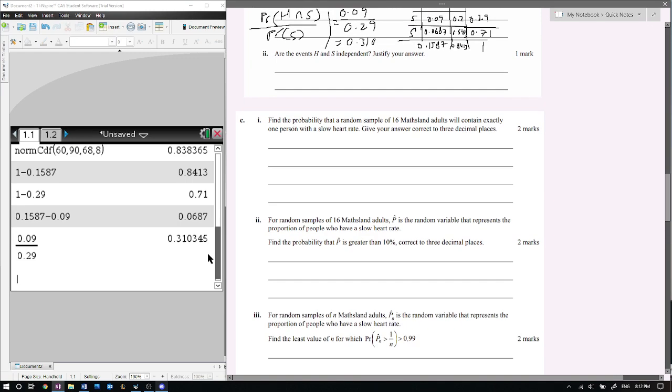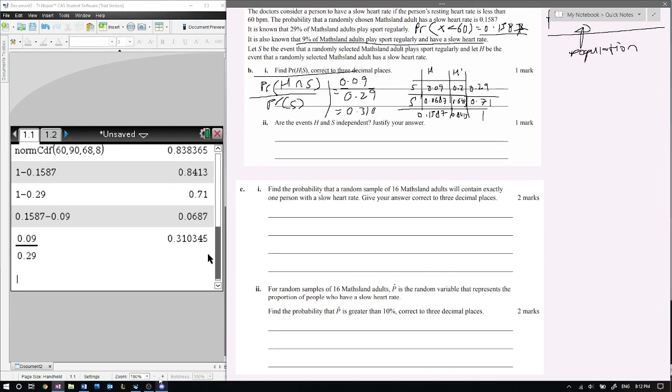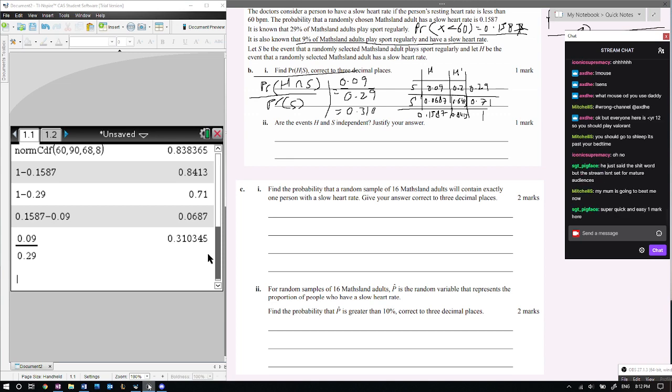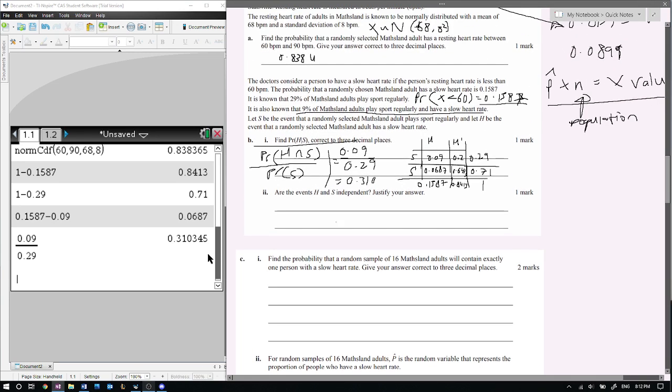And now, justify if the events H and S are independent. So, there is a formula for this. For events to be independent, the P of one times the P of another has to equal P(H and S). So you just sub into this formula and check if it's right. So H times S is 0.1587 times 0.29, and that should equal 0.09 if it's independent, but if it's not, then it's not independent.